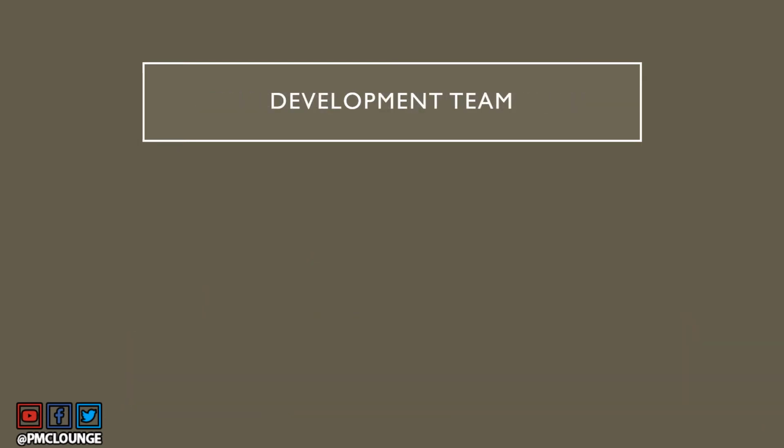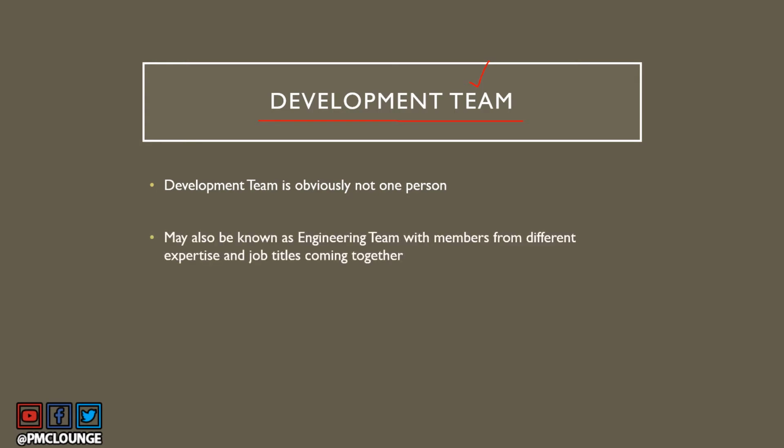So first of all, development team. Now, development team is obviously not a single person, right? There is a team in the end. It is basically a team of different people from development background. And it can also be called engineering team in different organizations. So development team, engineering team, it's one and the same thing. Different organizations have different nomenclatures.